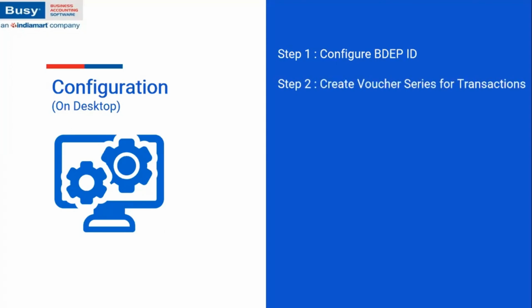Step number two is create the voucher series for transactions. We know what a voucher series is. By default in Busy, we have voucher series like Main, GST. But for the mobile application, the important point is we have to create one separate voucher series for the transactions: receipt transactions, sales transactions, quotation, order, etc.